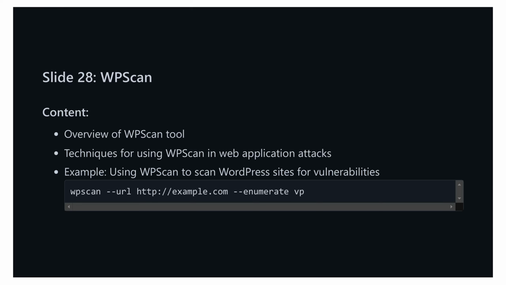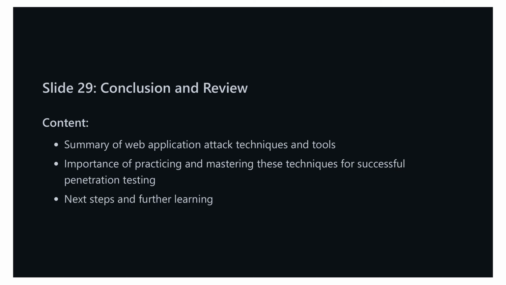Up next, we'll wrap up this module with a conclusion and review, summarizing the web application attack techniques and tools we've discussed, and emphasizing the importance of practice and mastery for effective penetration testing. In this final slide, let's wrap up our discussion on web application attack techniques and the various tools we've covered throughout this course. We've looked at the fundamental methods you can use to assess and exploit vulnerabilities in web applications, with specific tools like WPScan for WordPress sites, among others.